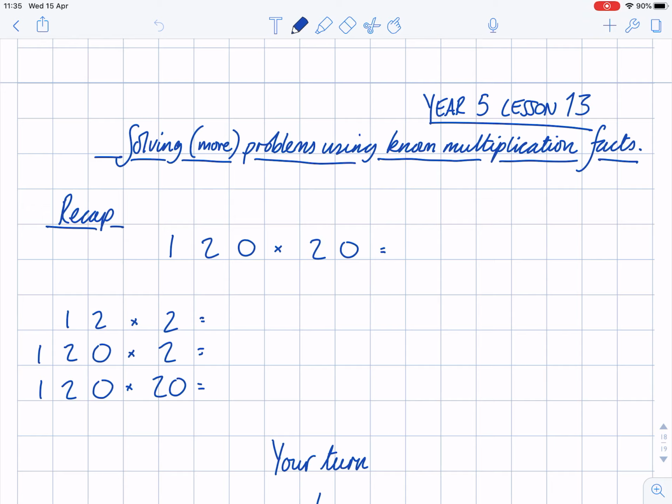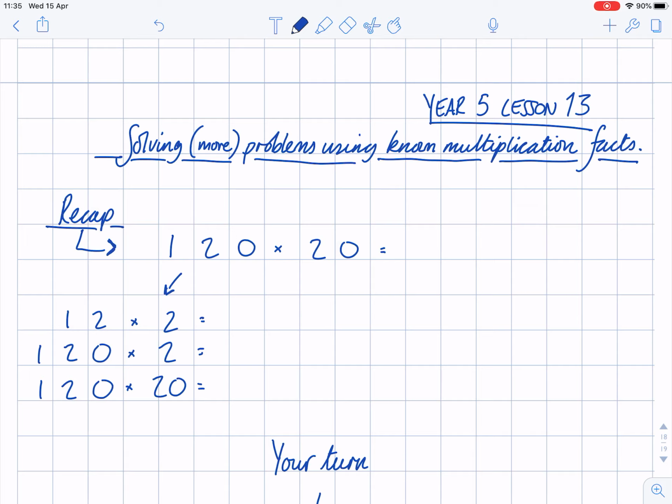So, folks, we're going to solve more problems using known multiplication facts today. They're just going to be a bit more challenging than yesterday. You can see we're going to recap with 120 multiplied by 20. And what I've done down here is I've broken this larger sum down into known multiplication facts, which are going to help me find the right answer.